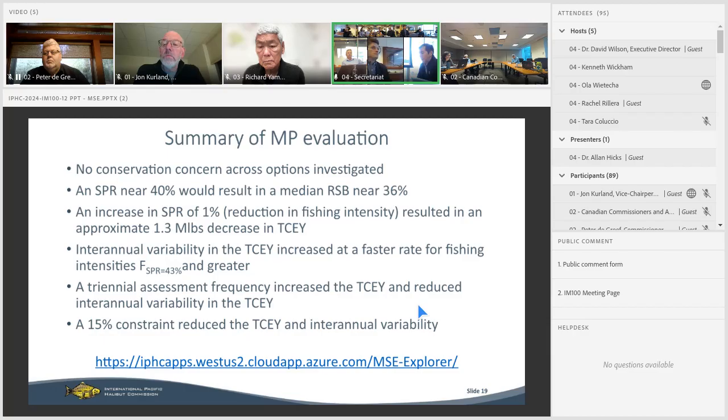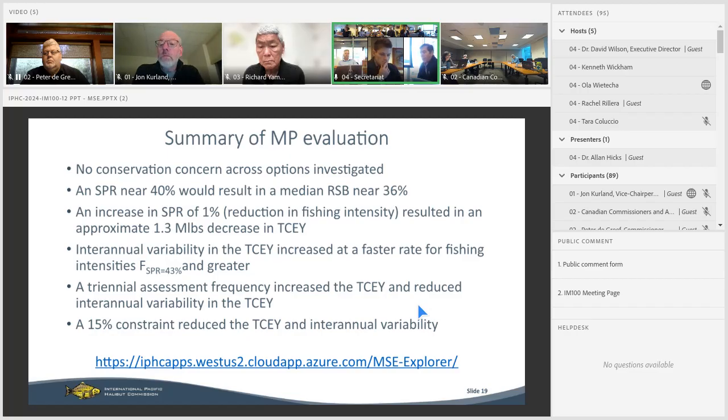So actually, fishing at 46% and then moving to an intensity of SPR 43% increased the interannual variability by quite a bit, where it didn't increase as much for fishing intensities at SPR 46%, 49%, and 52%. Triennial assessment frequency increased the TCY and reduced interannual variability. So that's sort of a win-win right there.